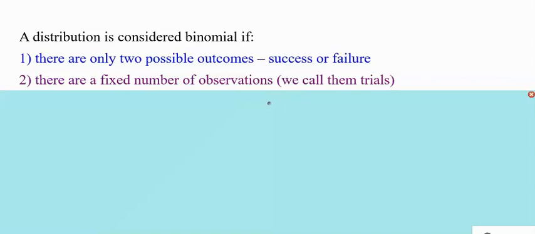So if we say we're going to flip a coin like 20 times, the number of times that we're flipping the coin is your trial. The number of trials is your fixed observations.